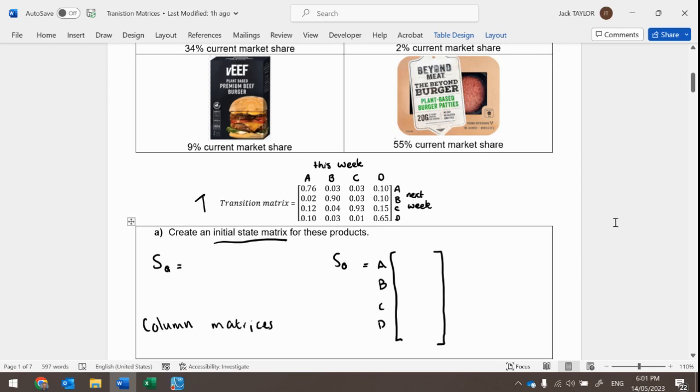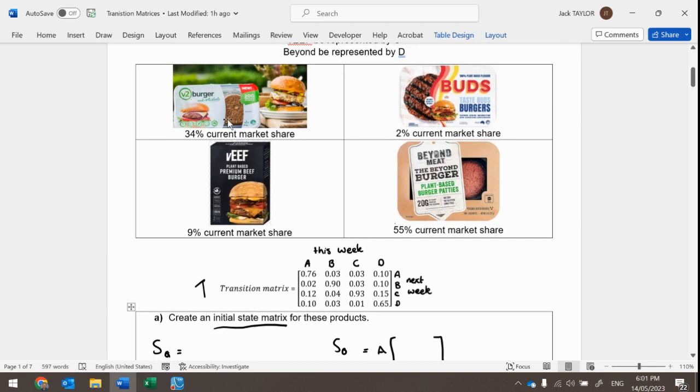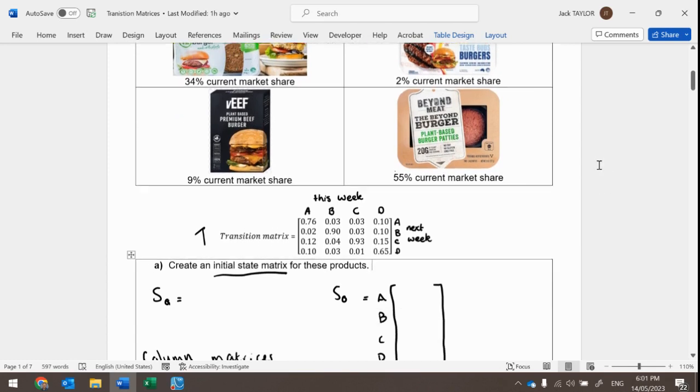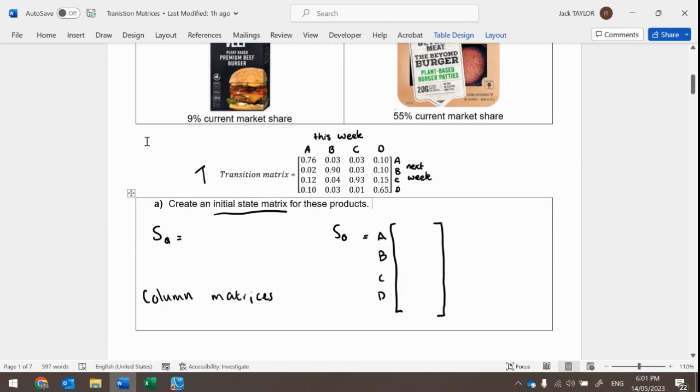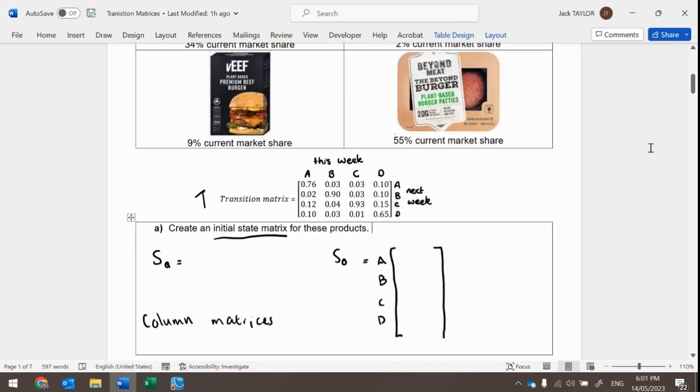Now, in these matrices, sometimes you've got percentages like up here, or you've got actual numbers. So theoretically, the question could be like, all right, 500 people bought the V2 burger, 180 bought the Buds burger, or whatever. They can be numbers or percentages, and it doesn't really change the way we use them in our calculations.